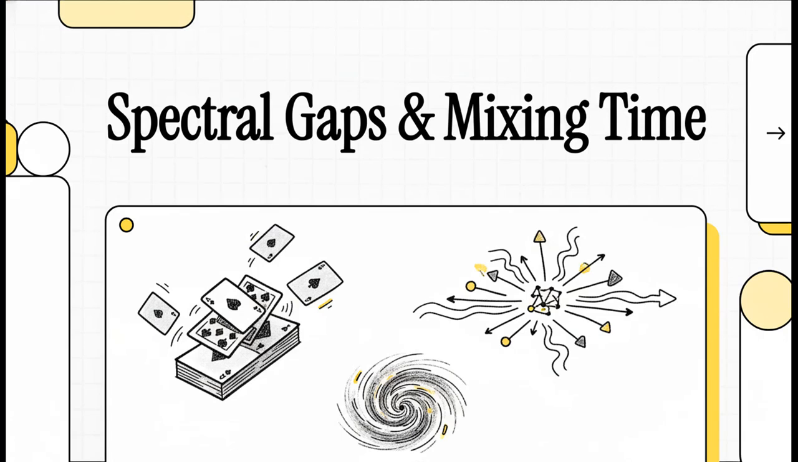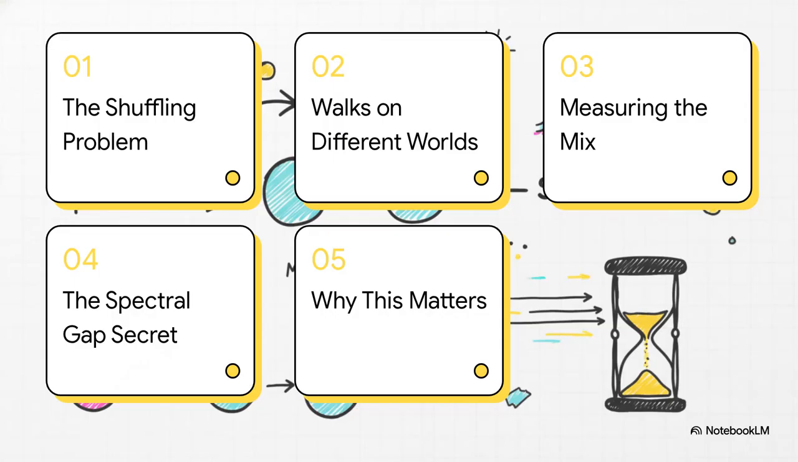Have you ever actually wondered how long it really takes to shuffle a deck of cards properly? It's a fun question, but it turns out there's this mathematical speed limit to randomness itself. And today, we're going to uncover the secret property that actually dictates how fast order can completely dissolve into chaos.